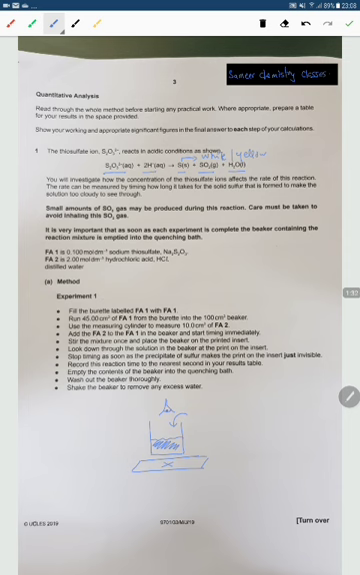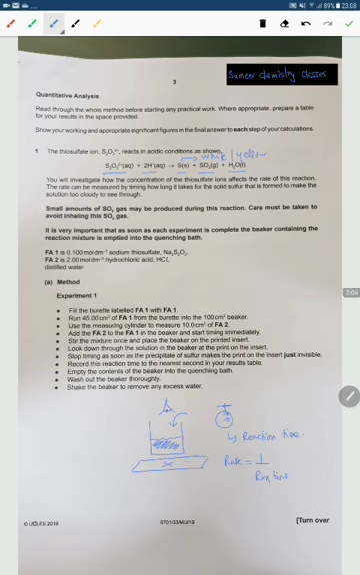And that lapse of time, you are going to take it using a stopwatch. You're going to count it, and that time taken is referred to as your reaction time. Of course, the rate of the reaction can then be calculated by taking the inverse of that reaction time. So that is how the practical should be done.